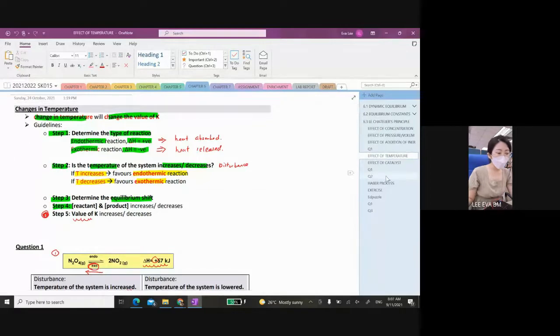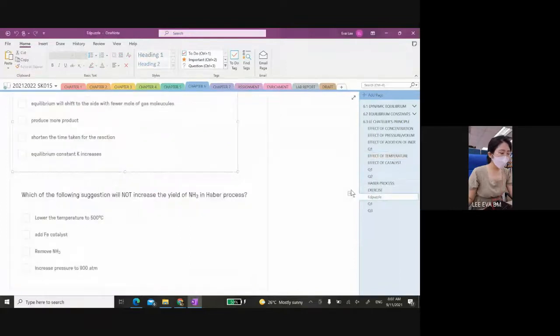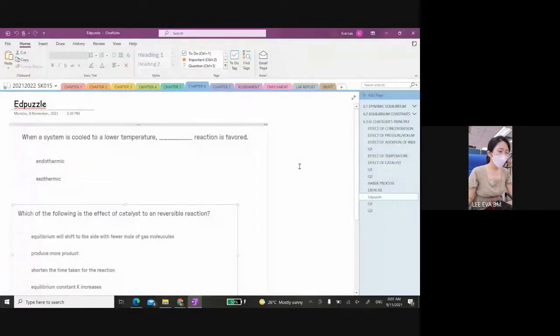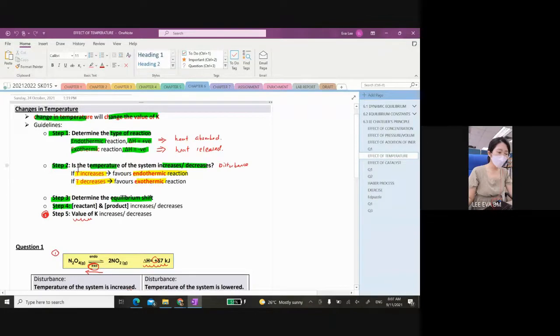Okay, it's very important. And then in the video over here, madam asked what if the system is cooled to a lower temperature. It's the same meaning as the temperature decreases. The words cool down, cool to a lower temperature, mean temperature decreases. So that one follows which step in your effect of temperature? That one is for which step? Step 2, isn't it?